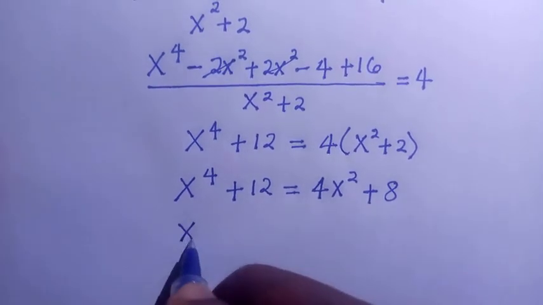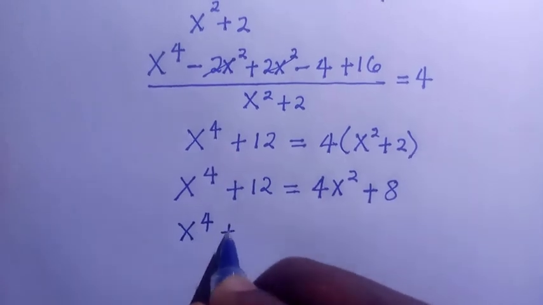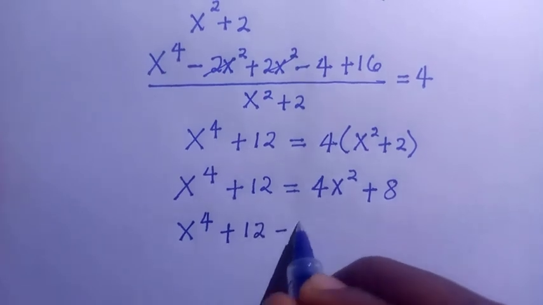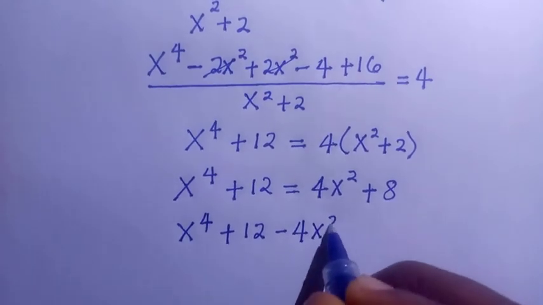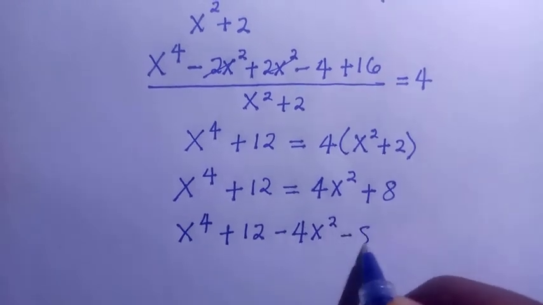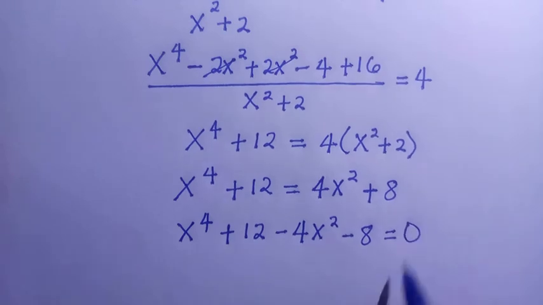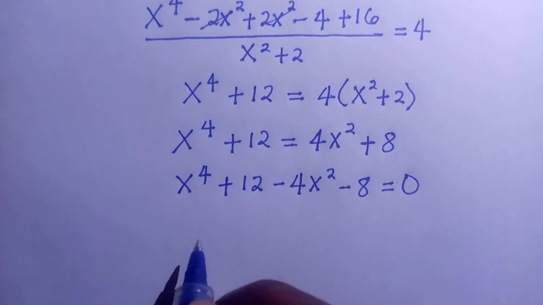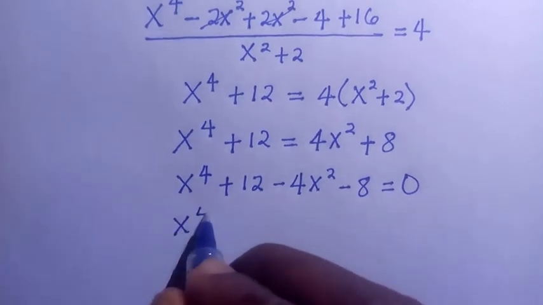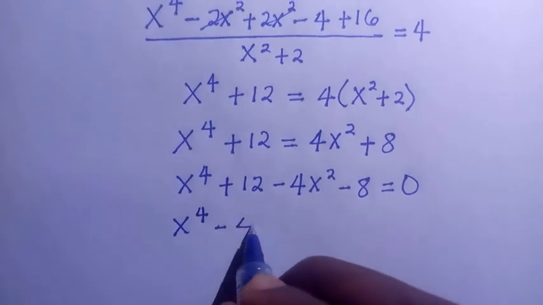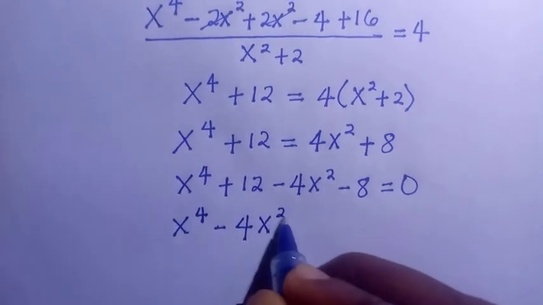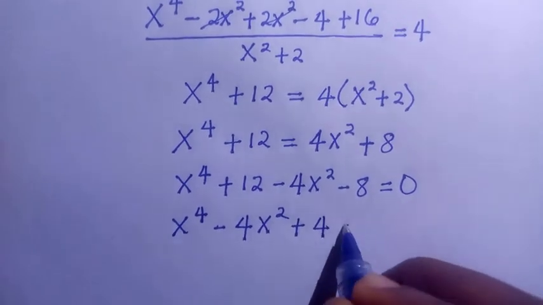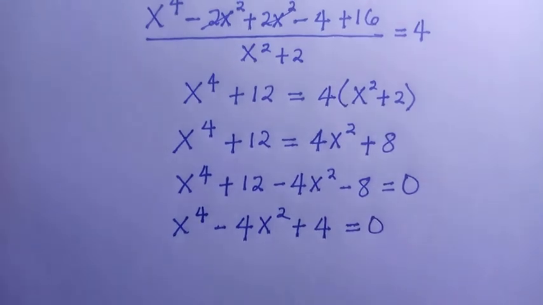Then we take the whole of 4x squared plus 8 to this side. Then we have x to the power of 4 plus 12. Then taking this one here, we have it as minus 4x squared. Then we have this as minus 8. Everything equals 0. Then let's do the proper arrangement. We have x to the power of 4, followed by minus 4x to the power of 2. So this and this one give us plus 4 equals 0.